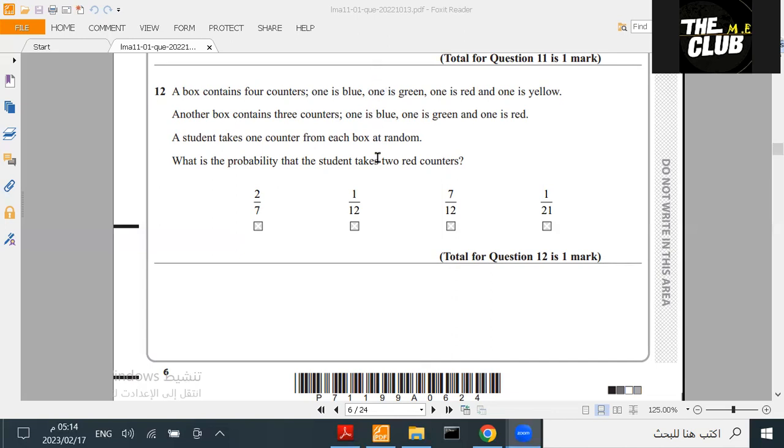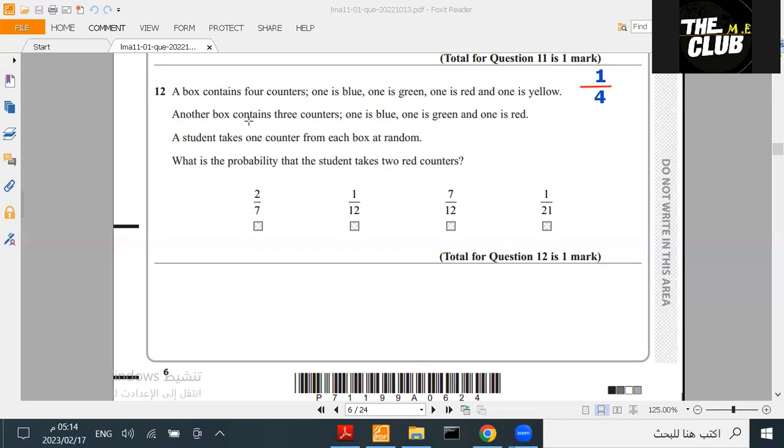Of course, these are two separate boxes. So he will take one from here and one from there. First he will take one blue from there, then continue with the probability. 2 red, I'm sorry, 2 red. I have 4 counters and 1 red, so the probability will be 1 over 4. This is the probability of taking red from there, and this is the probability of taking red from here.